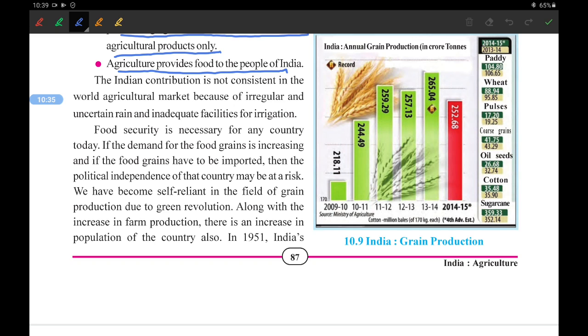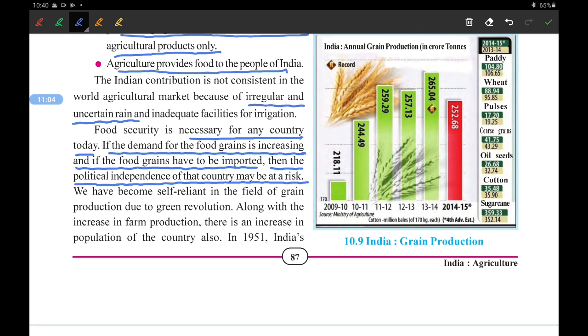The Indian contribution is not consistent in the world agriculture market because of irregular and uncertain rain. Irregularity and uncertainty of the rain is one of the reasons due to which we are not consistent in giving proper development to the agriculture sector. Food security is necessary for any country today. If the demand for food grains is increasing and if the food grains have to be imported, then the political independence of that country might be at risk. If we start importing a lot of food grains from other countries, then we will become almost slaves to those countries in the near future.